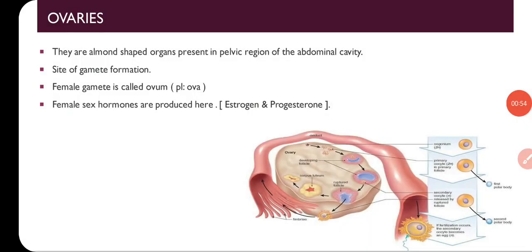So first of all we'll talk about the ovaries. Ovaries are 2 in number and they are present in the pelvic region of the body, and they are almond shaped organs. These are the primary sex organ present in the female, and they are the site of gamete formation. The female gamete is called ovum, and in the plural it is called ova. The ovaries are also responsible for the production of female sex hormones, which are estrogen and progesterone.